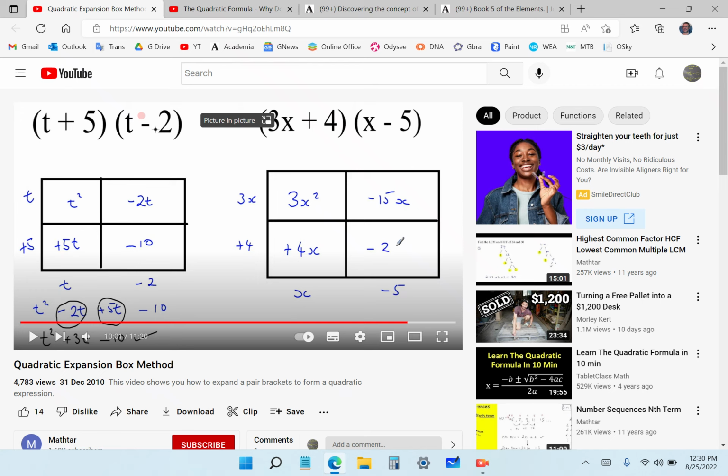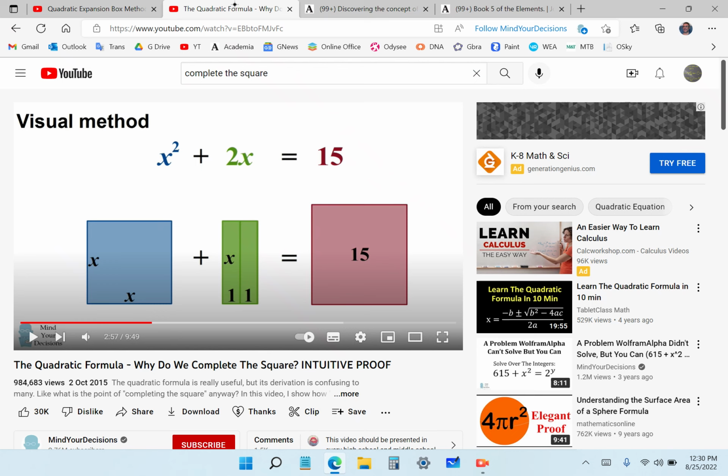So you're actually finding areas, and these are the areas. And I'm not going to go through it because you can watch it. It's not a very long video. So that's one video. And then another one is on completing the square.